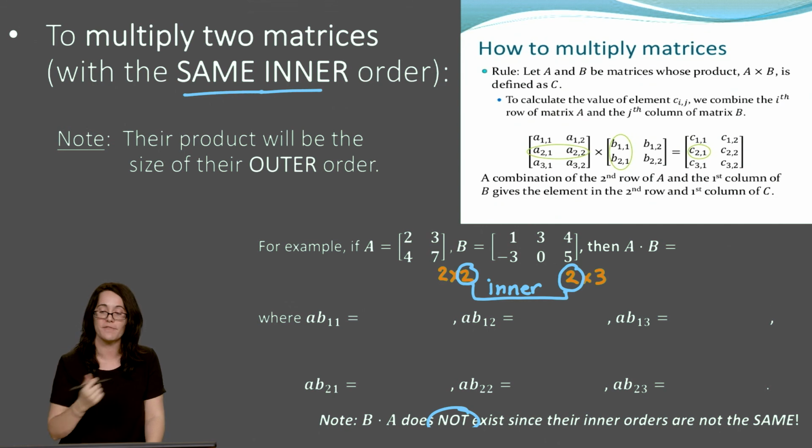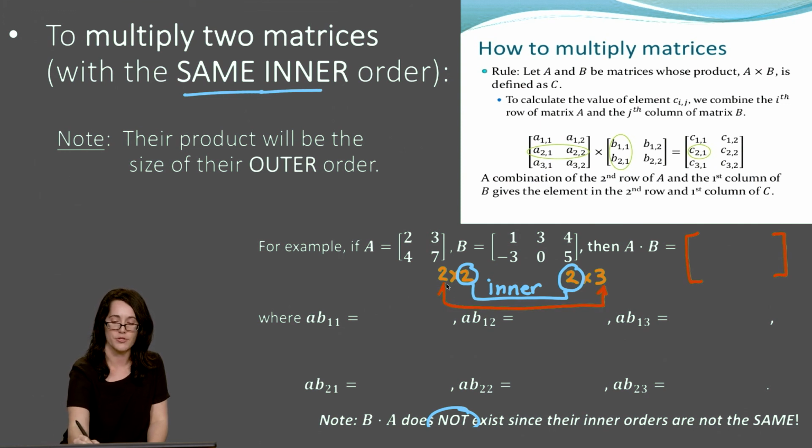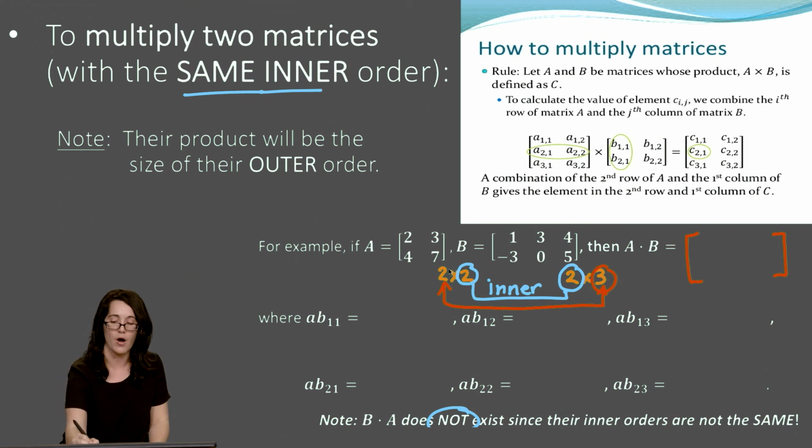So if I was trying to find the resulting product, A times B, in this situation, the first thing I would recommend is draw a template for what you're expecting to happen. We're expecting to have a matrix product that has an order or a size of the outer product. By outer product, I mean these numbers, the 2 for the number of rows of A and the 3 for the number of columns of B. That's called the outer order.